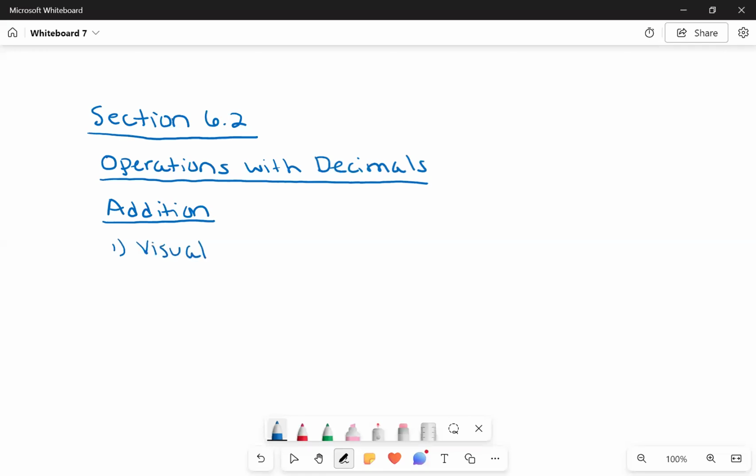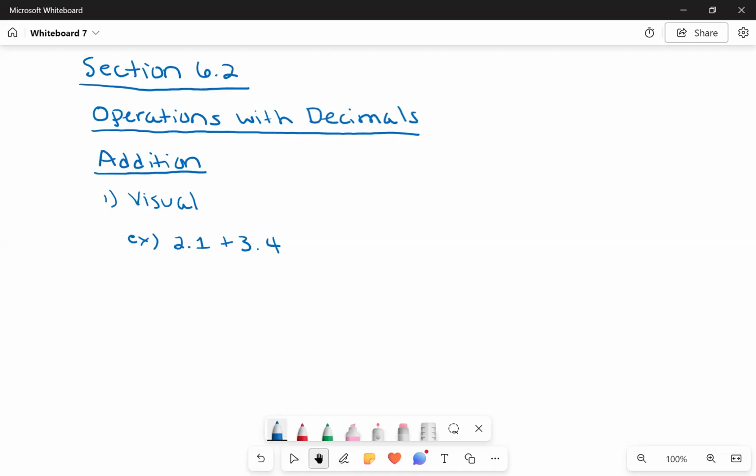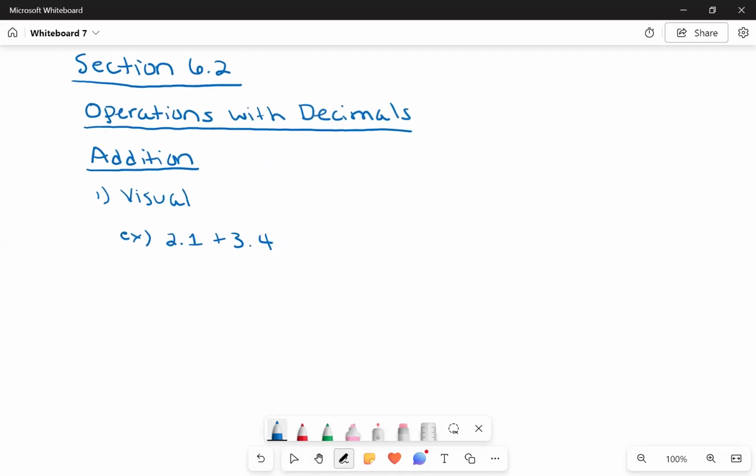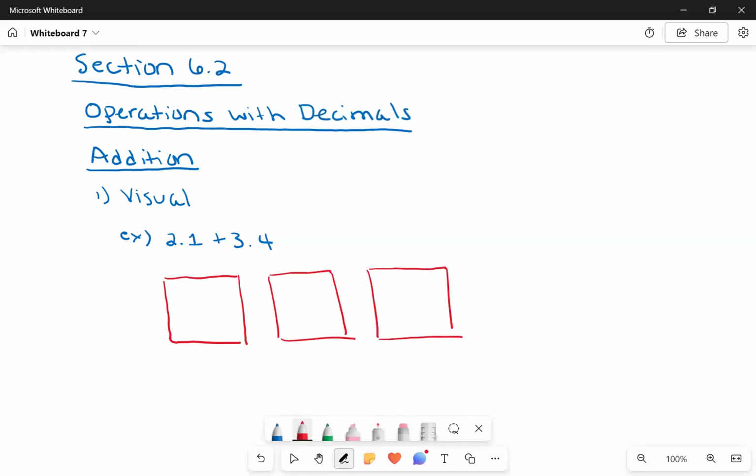All right. So with addition, it's kind of not exciting. You represent and count what you got. So let's see. 2.1 plus 3.4. Let's do this. Okay, so I'm going to do two whole squares and then 0.1 of an additional square, which I'll have to go ahead and divide up into tenths.